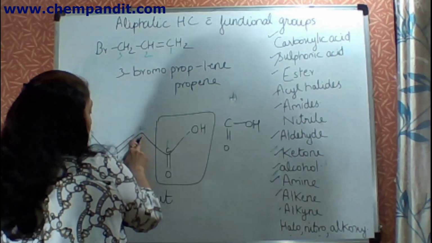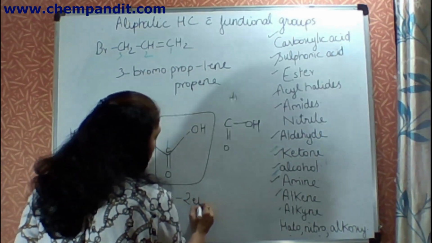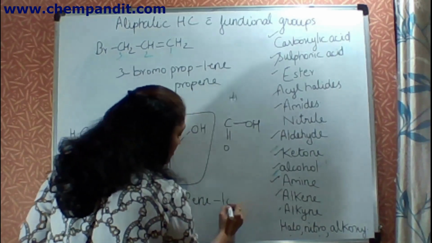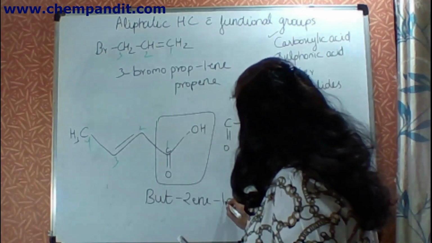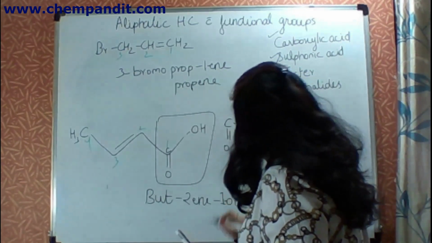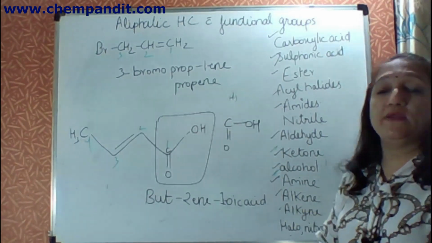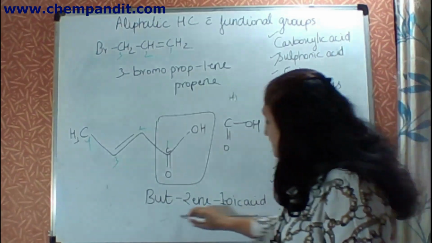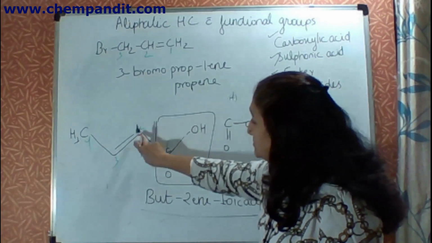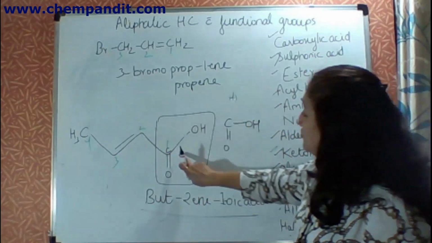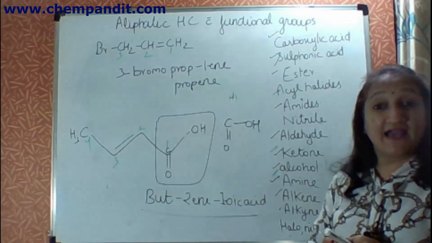Butene, the double bond is at the second position: but-2-ene. Then, 1-oic acid, the carboxylic acid is at the 1 position. So the name of this compound becomes but-2-en-1-oic acid. Is this clear? 4 carbon atoms, but, double bond at the 2 position, second carbon atom, carboxylic group at the 1 position. Hence the name but-2-en-1-oic acid.